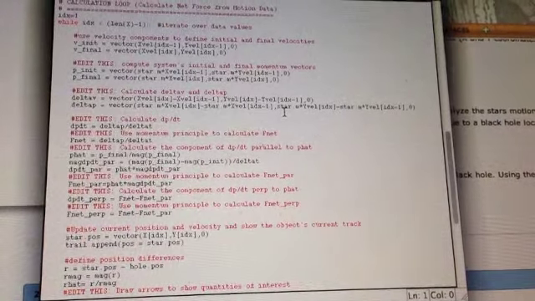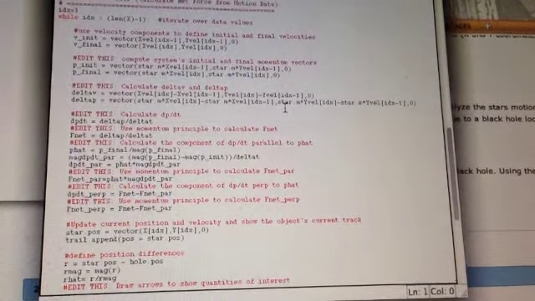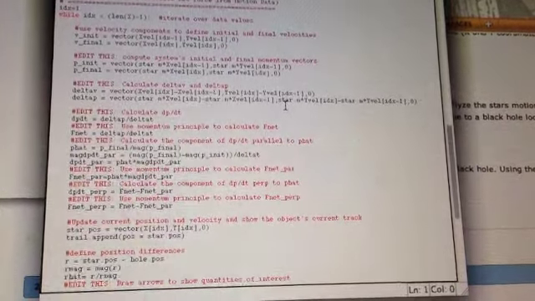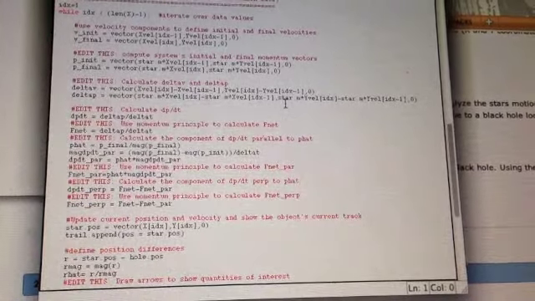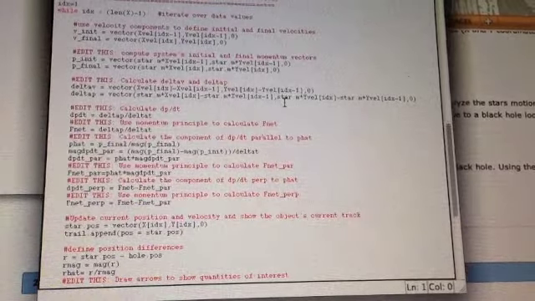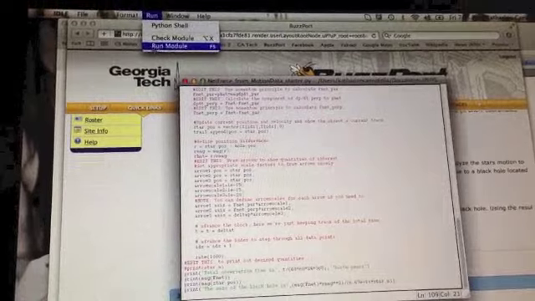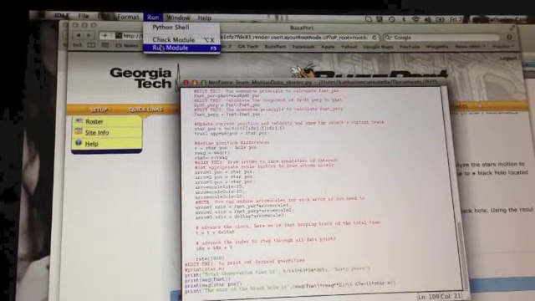This is the code I used to find Fnet acting on the system. First, I found initial and final velocity, then initial and final momentum. I then found Fnet acting on the system using Newton's second law and the momentum principle. I'm now going to run my code.